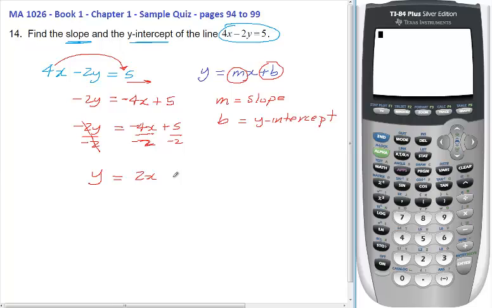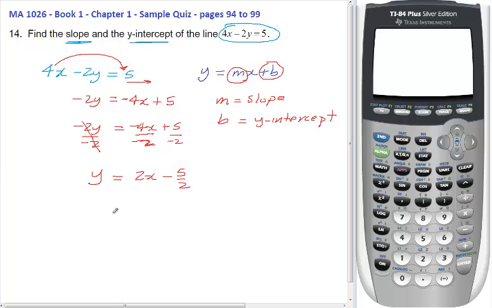Now, plus 5 divided by negative 2. That doesn't go in evenly, so you can just leave it like that. But it's positive divided by negative. So you have this as your solution, right?